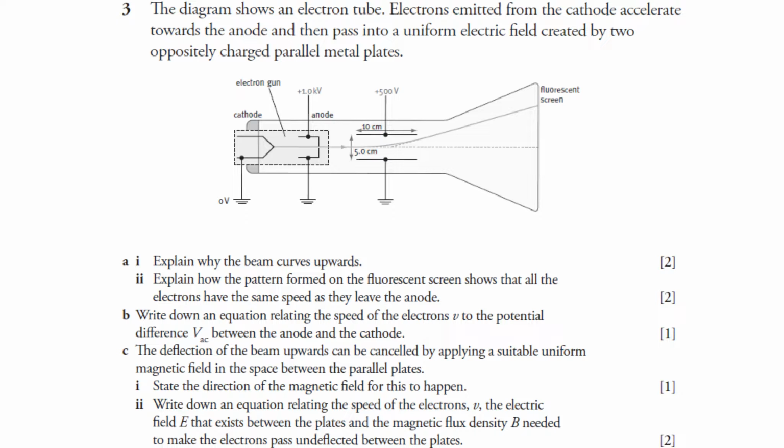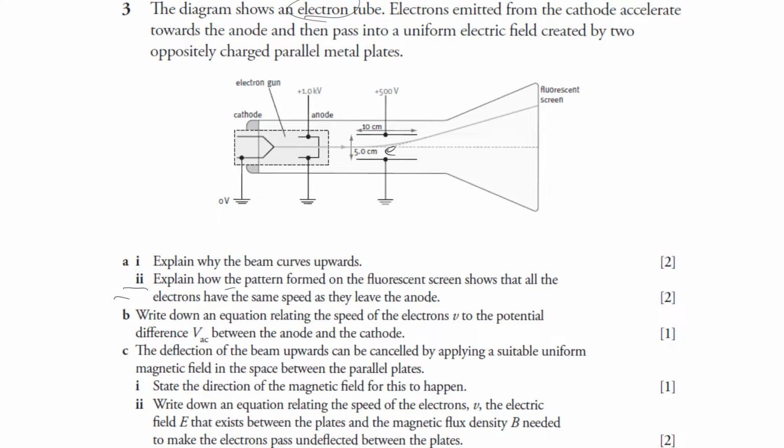Number 3. Explain why the beam curves upward and it is electron. So the electron is in this particular electric field, so the electron is here. First answer, electron is charged and is in the electric field. Second answer, electric field down, so there is a constant force upwards.